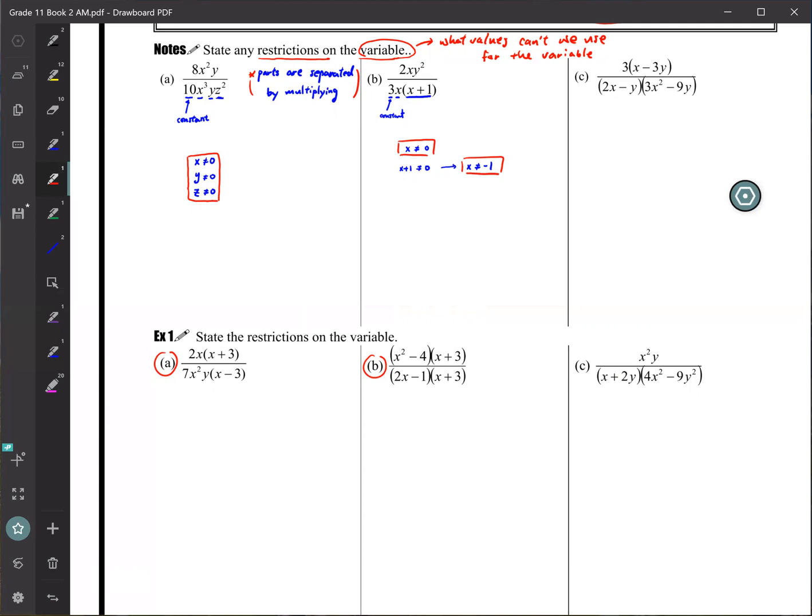So first step, identify how many parts. Second step, you look at each part and make them not equal to 0. And if the part has more than one term, then you isolate the variable.